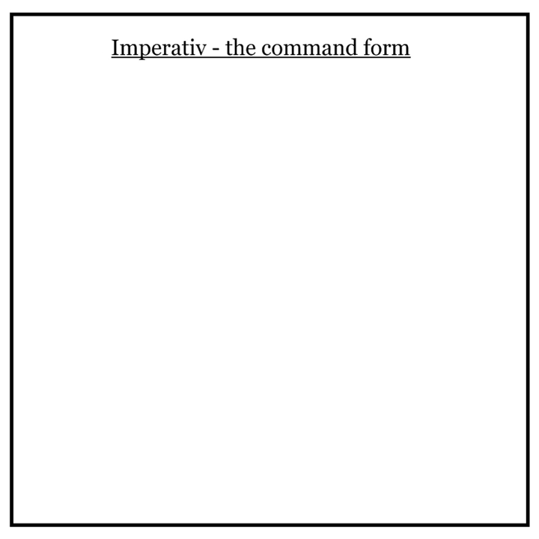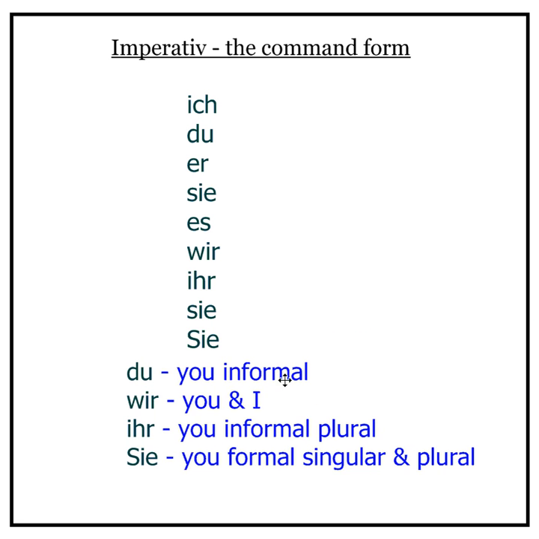Imperative, the command form. Here are the personal pronouns. Ich, du, sie, es, wir, ihr, sie, sie. Which of these mean you? If you said 4 of them, you're correct. Du, you informal. Wir, you and I. Ihr, you informal plural. And Sie, you formal singular and plural.